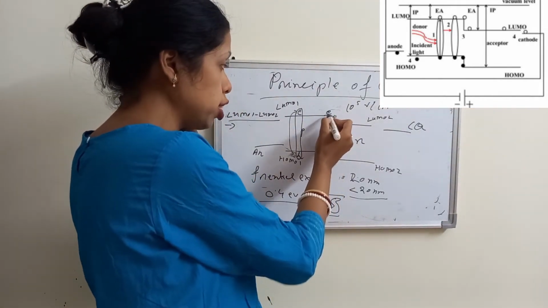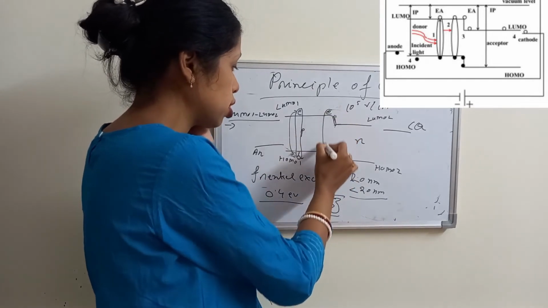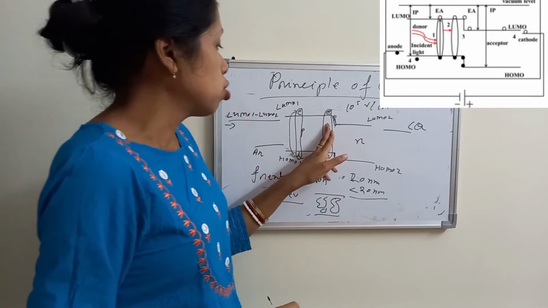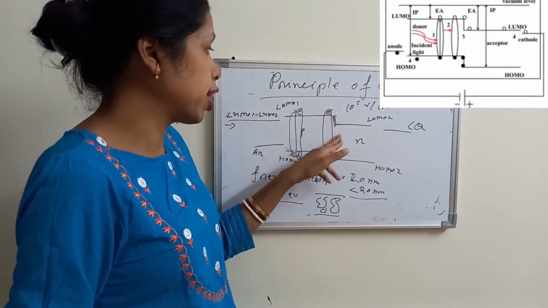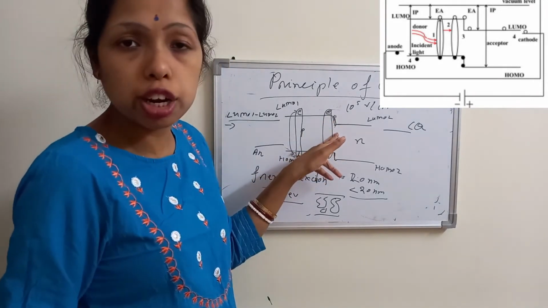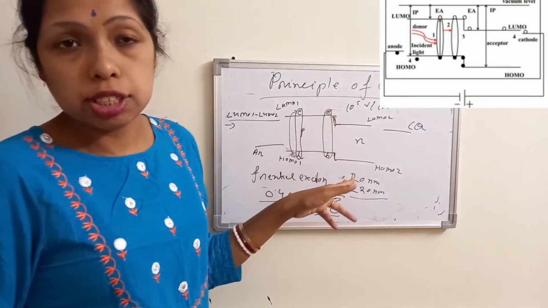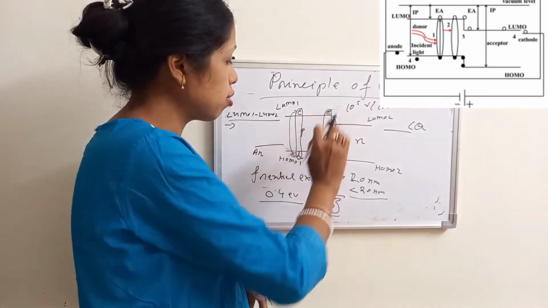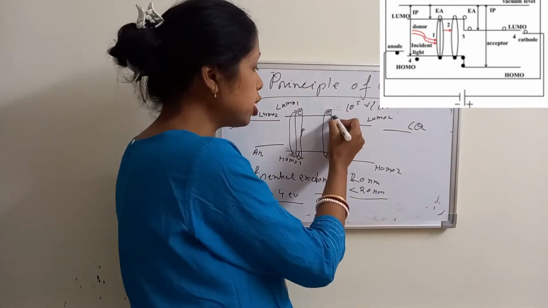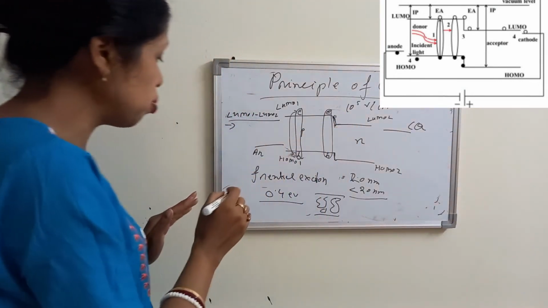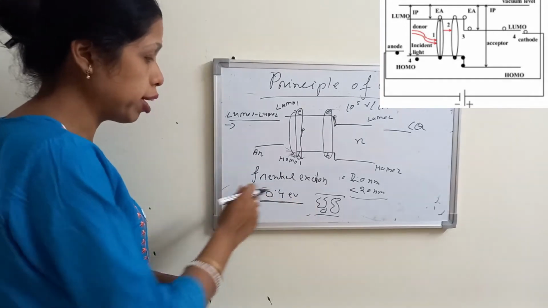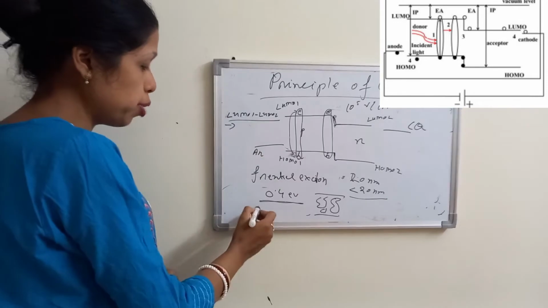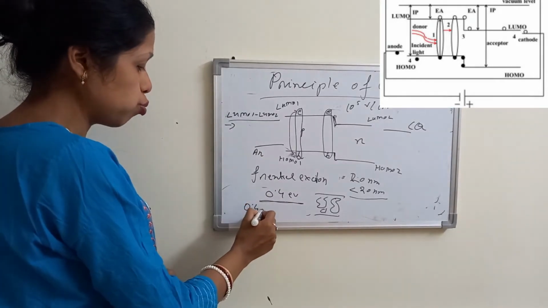So it has now reached the interface. Because for dissociation by the electric field, it has to diffuse to the interface. At the interface, it will see some energetic barrier. Suppose the binding energy of the exciton is 0.4 electron volt. The difference should be greater than 0.4 electron volt.